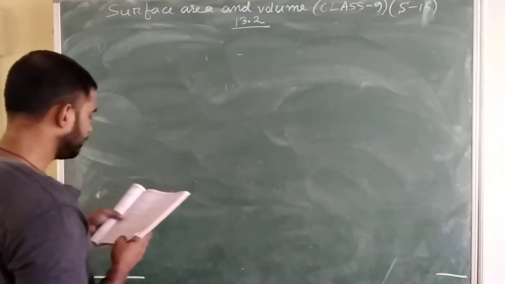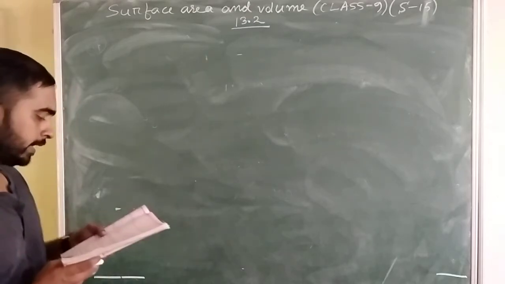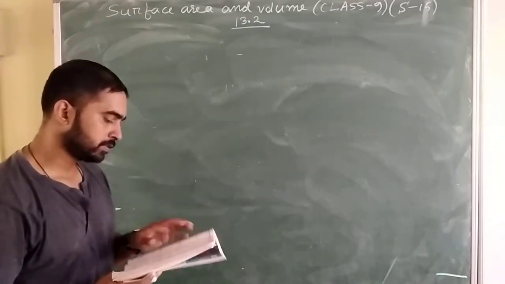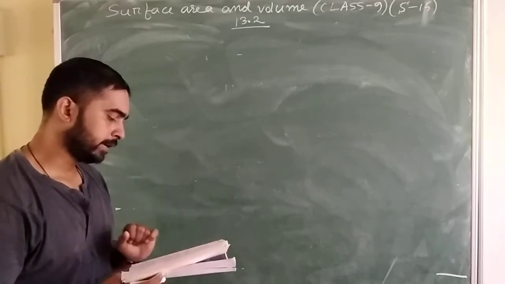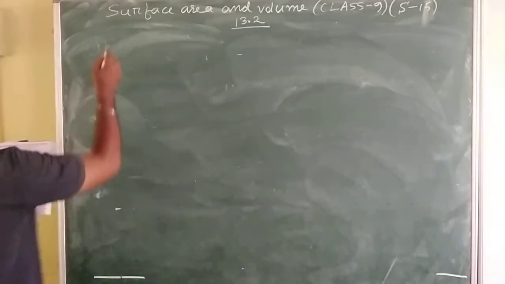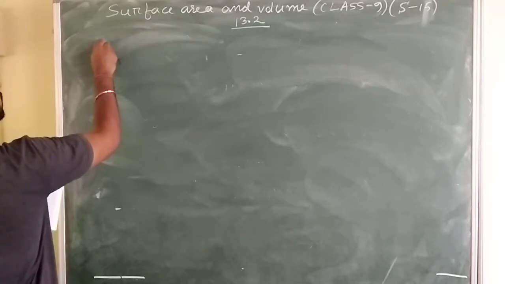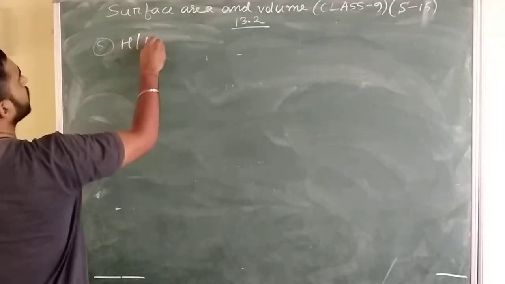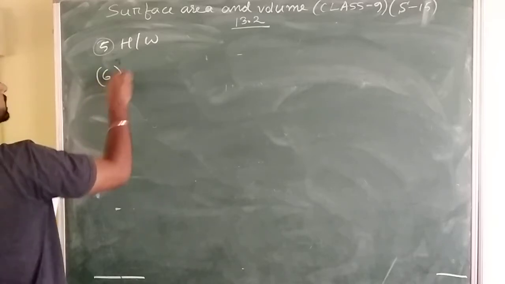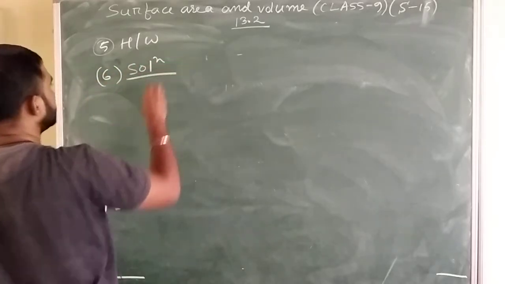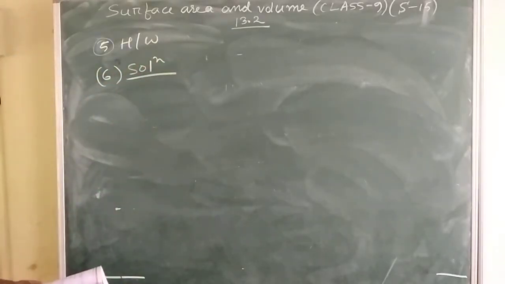Now question number 6. The curved surface area of a right circular cylinder is 4.4 square meter. If the radius of the base of the cylinder is 0.7, find the height. Simple question. Question number 5 is homework. Now question number 6.